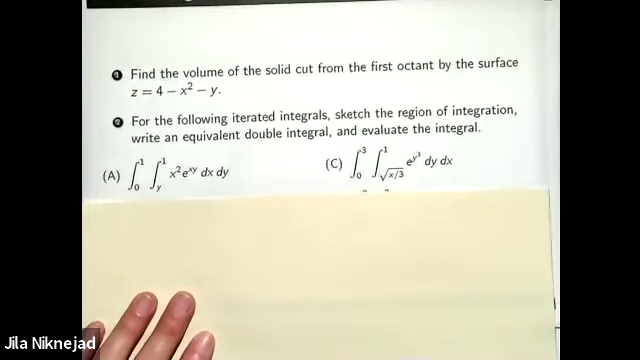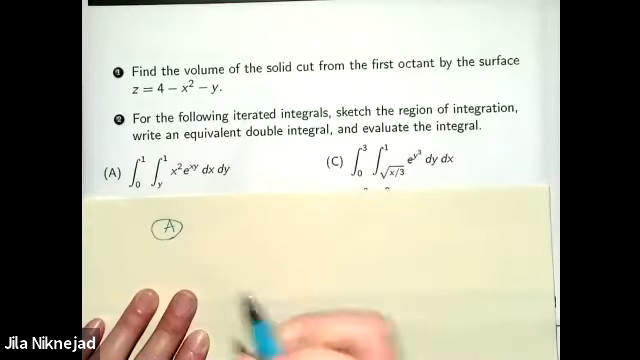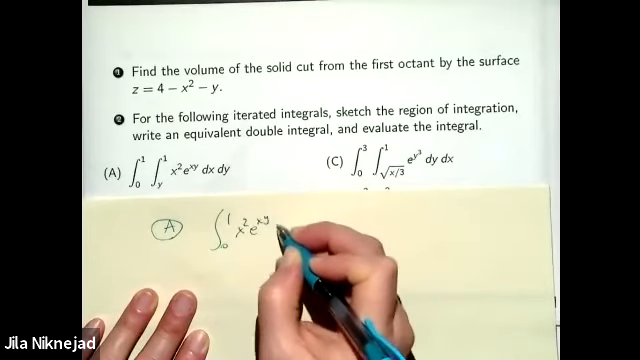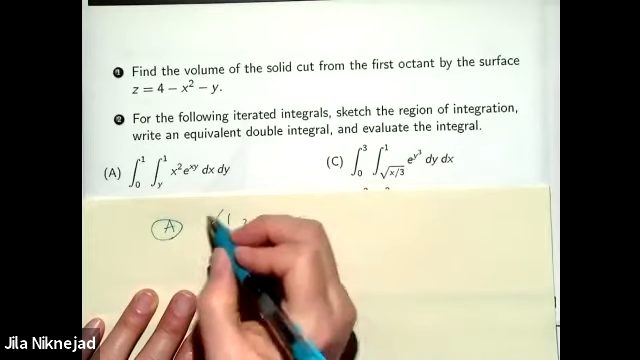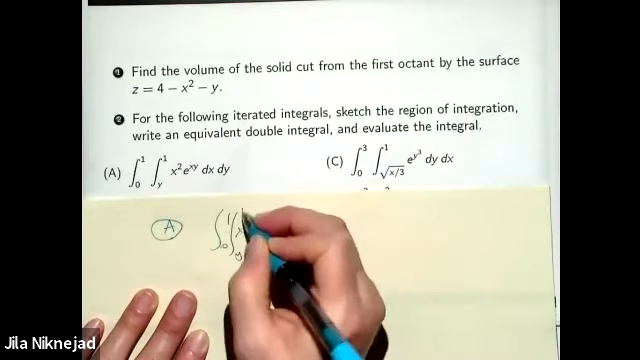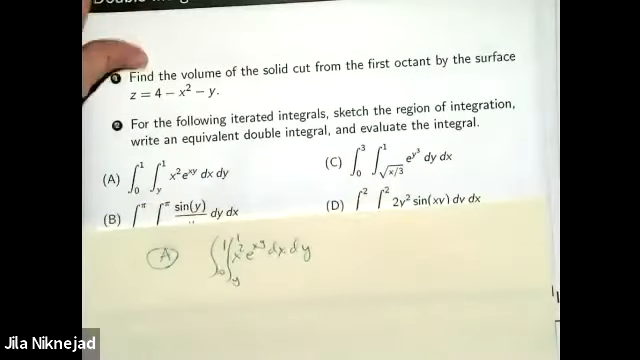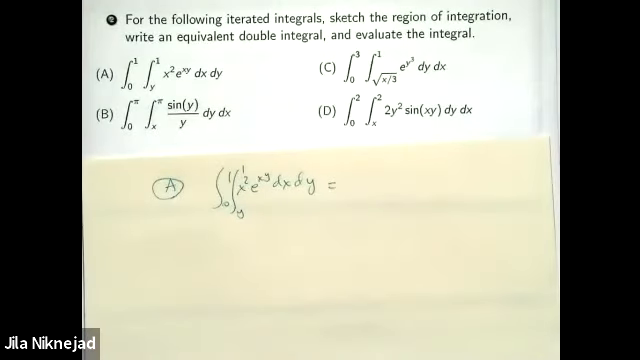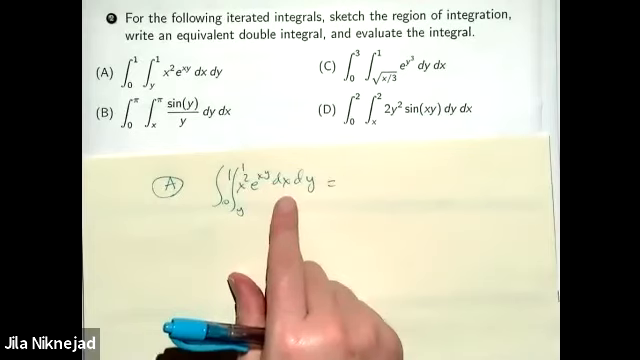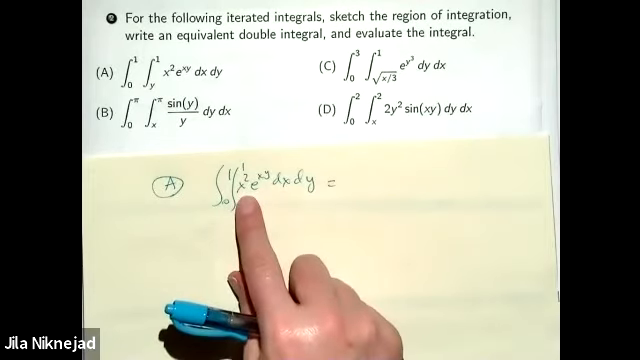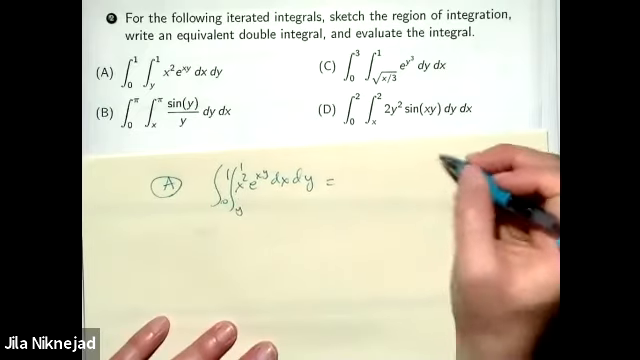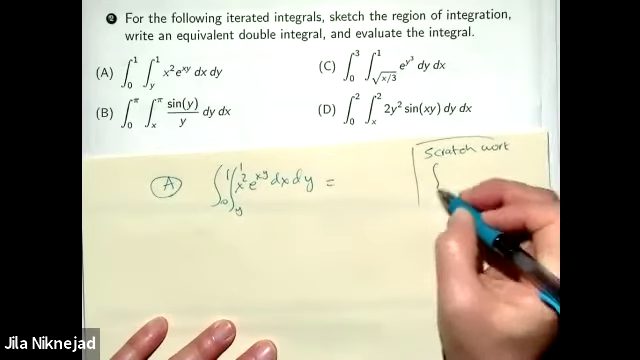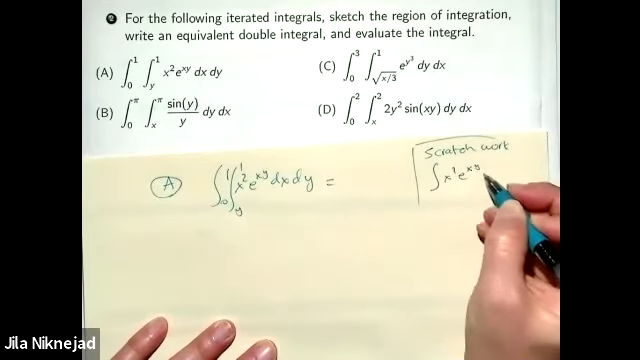I'm starting with A. Tell me if you have a preference, okay? Integral from 0 to 1, x squared e to the power xy dx dy. There we go. Now it's correct. So again, if you want to take the antiderivative with respect to x, you run into scratch work. You run into x squared e to the power xy dx.